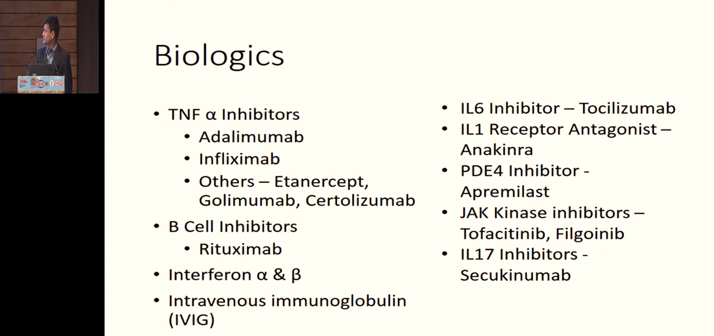So as you can see, there's a whole lot of biologics that we can use. TNF-alpha inhibitors, B-cell inhibitors, interferon, the whole list goes on. But actually the agents that have been researched the most are the TNF-alpha inhibitors. Infliximab is one of the older agents. Infliximab, adalimumab, and etanercept are known as the first generation TNF-alpha inhibitors. And golimumab and certolizumab are the newer agents, but these have not been tested as much in uveitis.